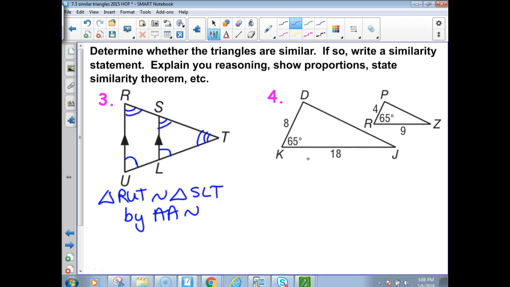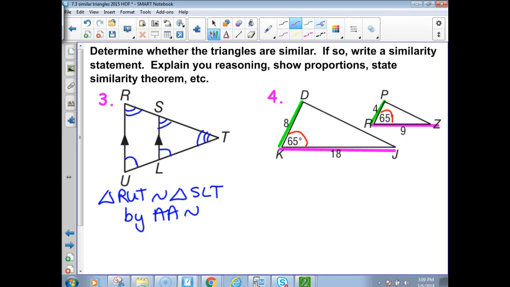Okay, number 4 is on your next page. You've got to turn. What you first should look at is, what do I see marked on the figures? I see a congruent angle. All right, I've got an angle congruent to an angle. I need to check if the sides are in the same proportion that correspond. So I need to check if BK is to PR as KJ is to RZ.